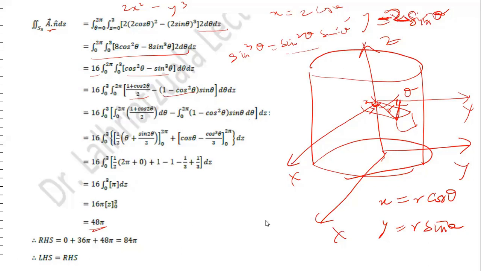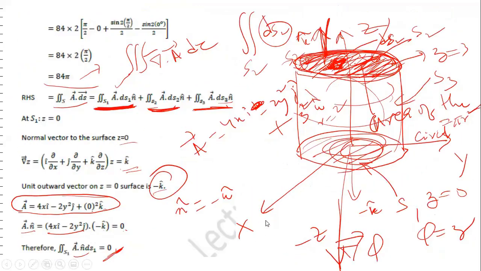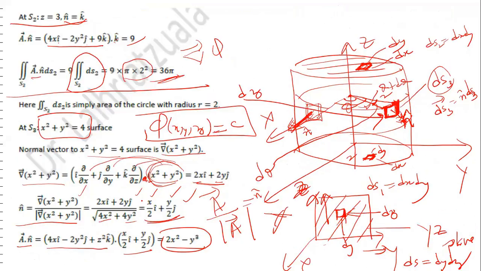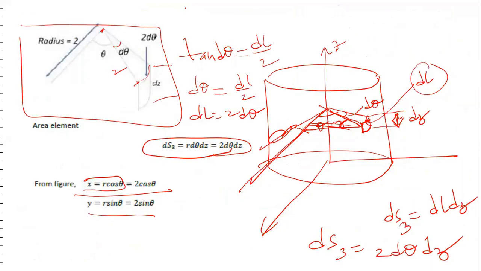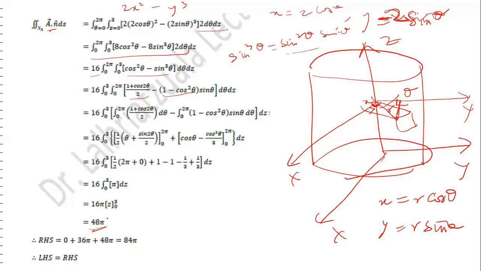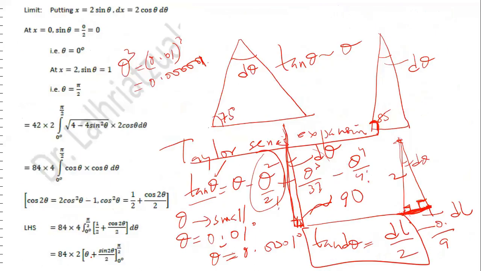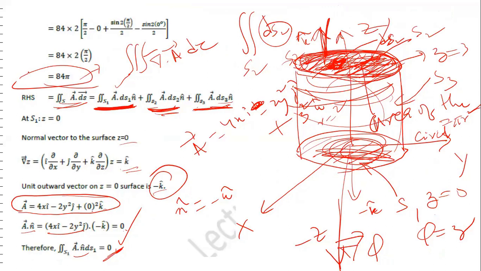So on the right hand side, the total flux is the flux over the surface S1, this bottom surface, flux over the surface S2, the top surface, and flux over the curved surface. So you have to sum all of this. The bottom surface flux is 0, the top surface flux is 36 pi, and the curved surface flux is 48 pi. So if you do the summation, this is 84 pi, which is the same as what you have already calculated for the left hand side. The left hand side, if you calculate the volume integration of divergence, this is what you get, 84 pi.